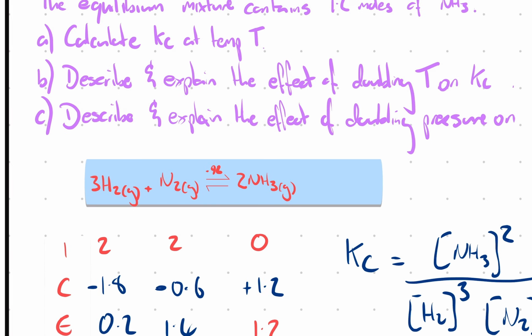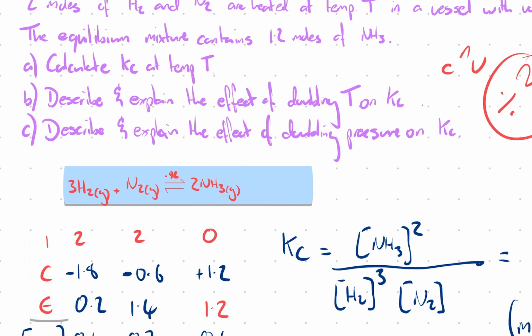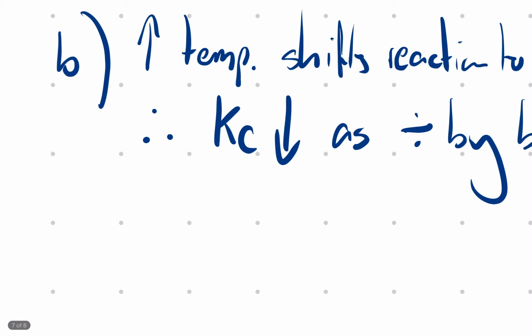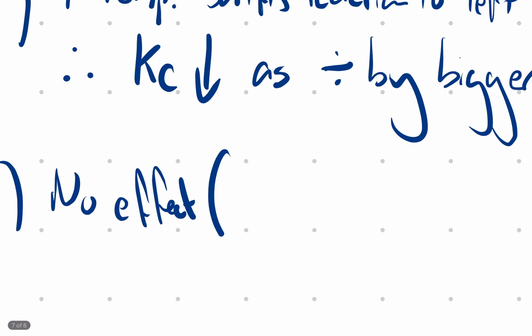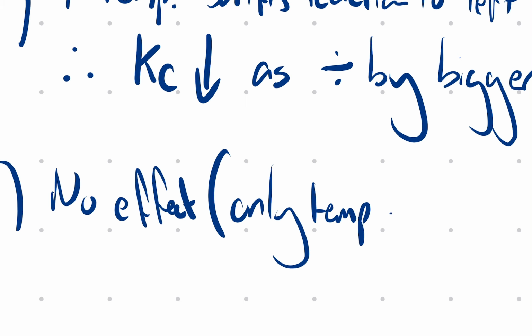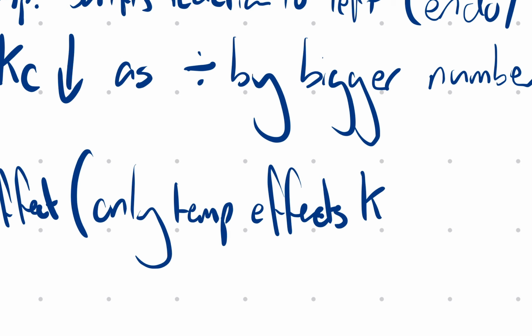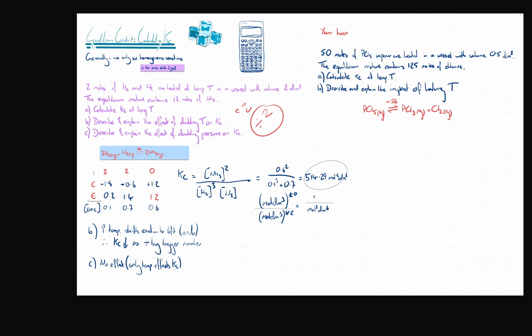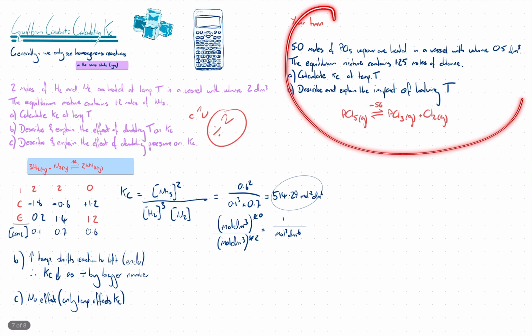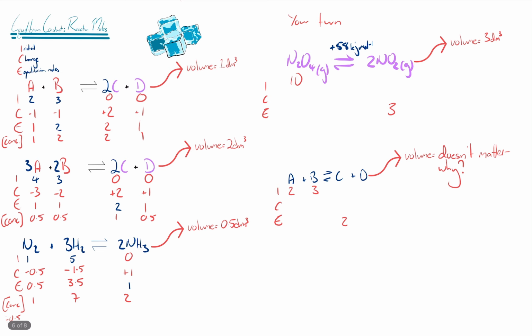And for part C, describe and explain the effect of doubling pressure on Kc. No effect. If you remember, I spoke on the first video, only temperature affects Kc. And that's just something you've got to remember. So this is the question I want you to give a go. I'll answer that at the end of the next video. For now, let's look at what we did last time.